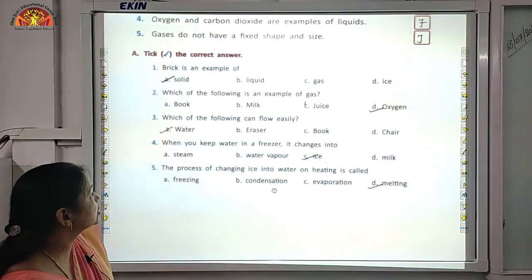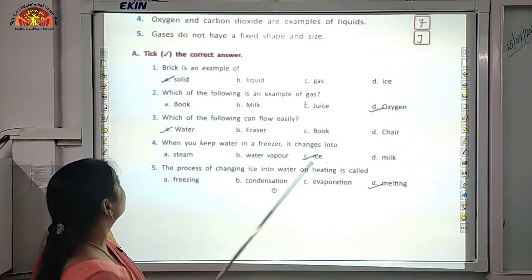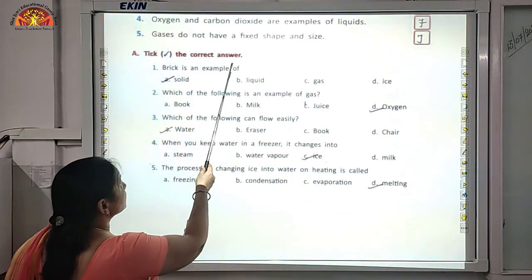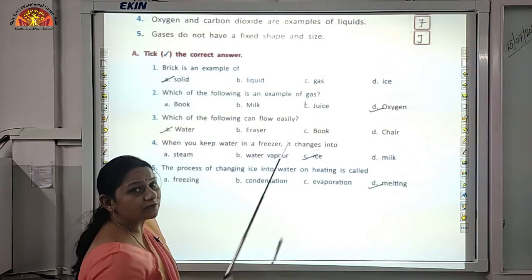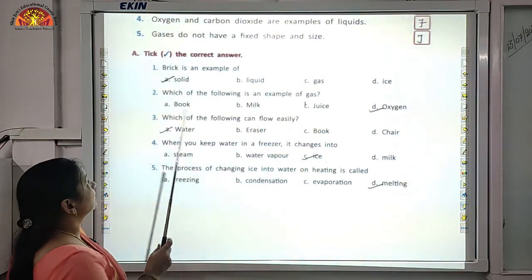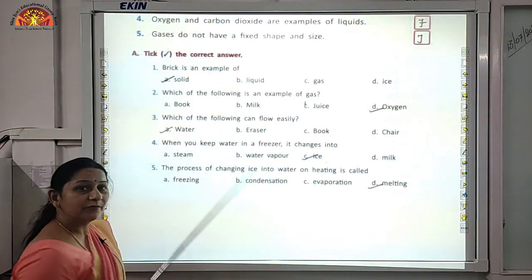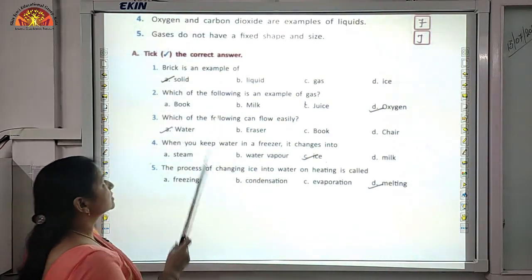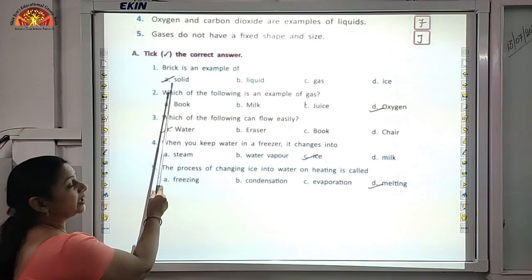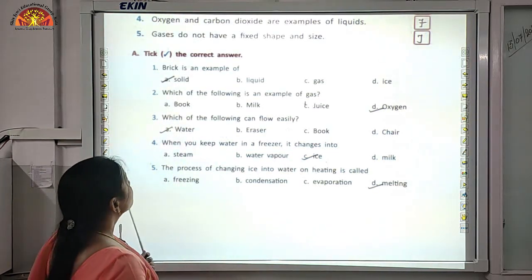Then we have the next question which is given in the back exercise of the book. Tick the correct answer. You are given 4 options, you have to choose the correct one and tick that. First one, brick is an example of. Yes children, brick is a solid. So, it is an example of solid. We are going to tick A option, solid.